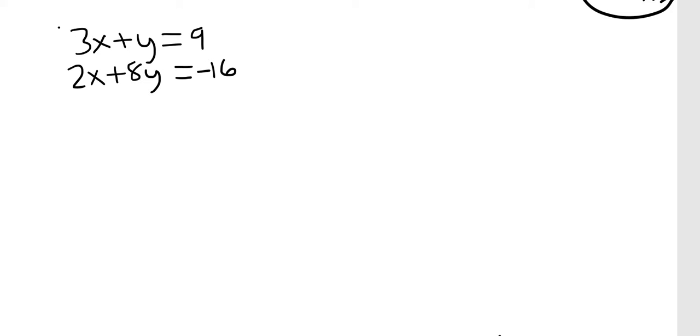Okay, so let's go ahead and look at another example. Let's say you have 3x plus y equals 9 and 2x plus 8y equals -16. And this is actually number 29 on the substitution assignment. Okay, so the first step is to put our two equations side by side.